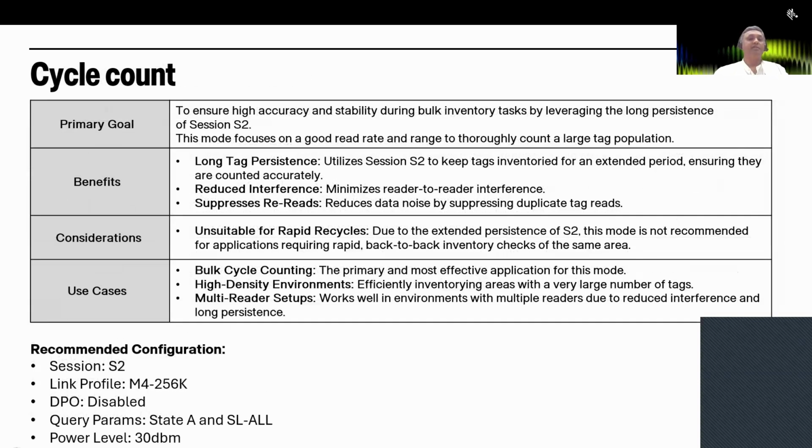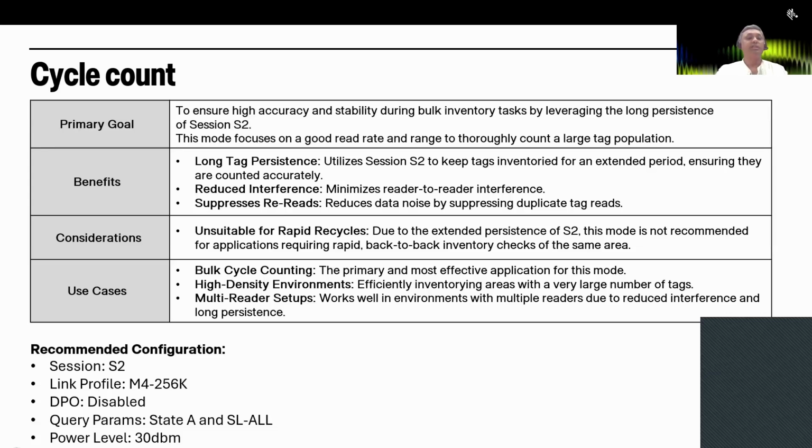Okay, so this is a very specific use case, right? The cycle count. There are a lot of scenarios where the priority would be to do bulk cycle counting. That would be the primary and most effective application we might have, and we might want to do this in a high density environment, right? And we also need good efficiency in a high density environment, covering a large number of tags. And we might also have multi-reader setups where we want to do the cycle counting, right?